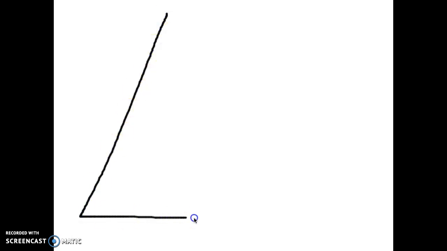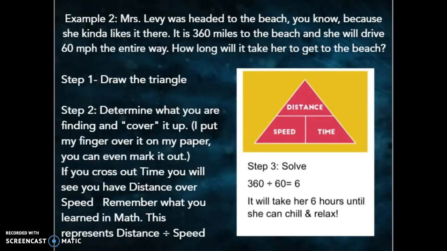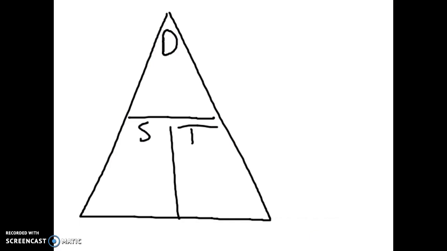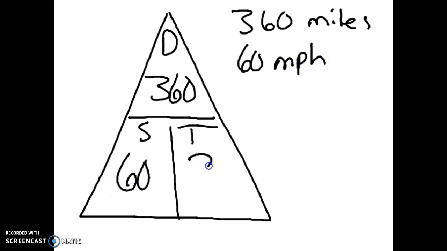The first thing I do when I have one of these questions is draw my DST triangle. And if I look at the facts, it is 360 miles to the beach. Is 360 miles distance, speed, or time? It is a distance. 60 miles per hour, is that a time or a speed? Speed. And this time, I don't know time.